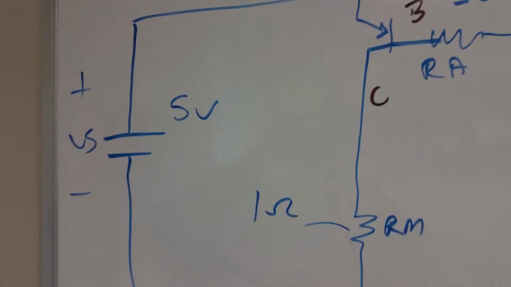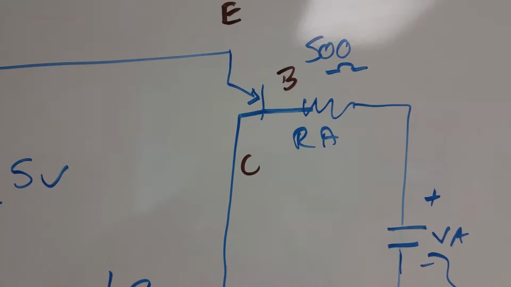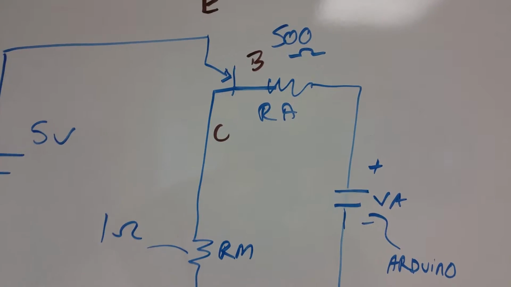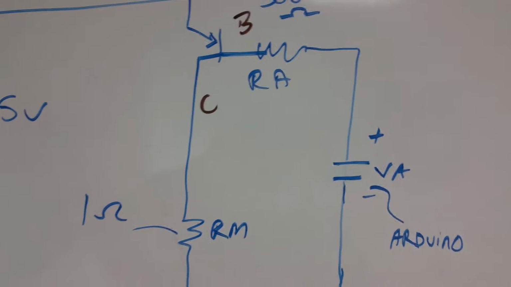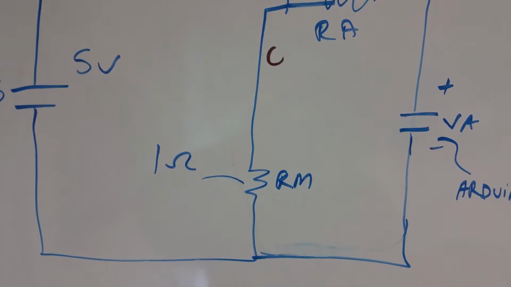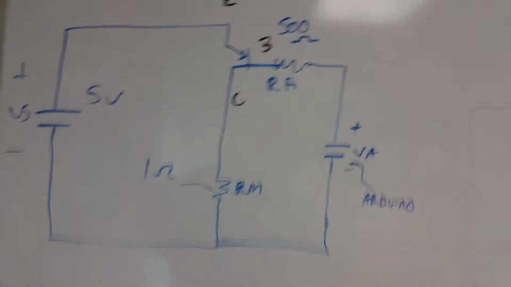We have Vs, 5 volts, going to a PNP transistor, which I labeled E, B, and C for the emitter, the base, and the collector. Off the base, we have 500 ohms, RA, a resistor, and off the C, the collector, we have RM, which is 1 ohm, all coming back to the Arduino.